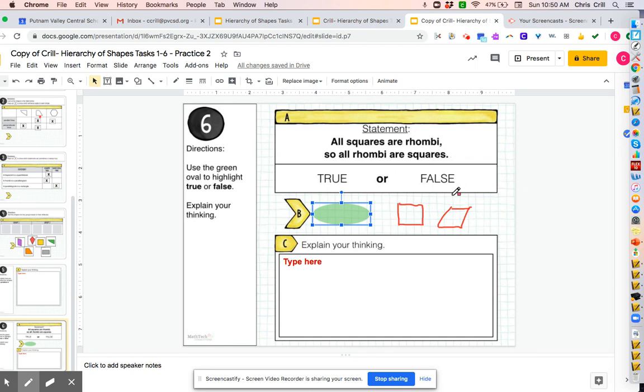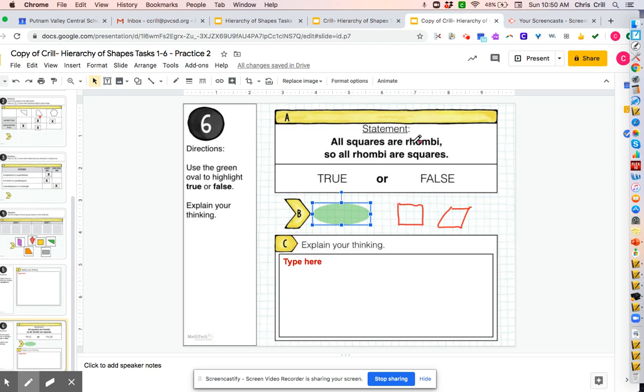All squares are rhombi. Well, remember, a rhombus is a parallelogram that has equal sides. So are all squares, do they fit that characteristic? Well, a square has equal sides, and a square is a parallelogram. Opposite sides are parallel. So I guess this part of the sentence is true. All squares are rhombi. But now let's look at this part. So all rhombi are squares. Well, does this look like a square to you? Think about that for a minute.